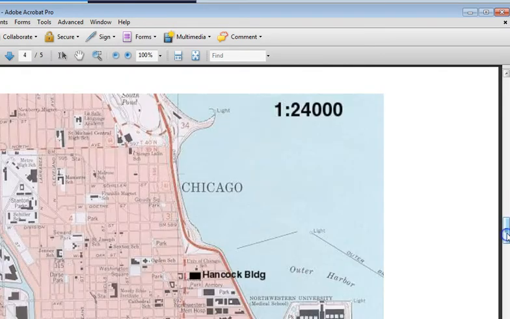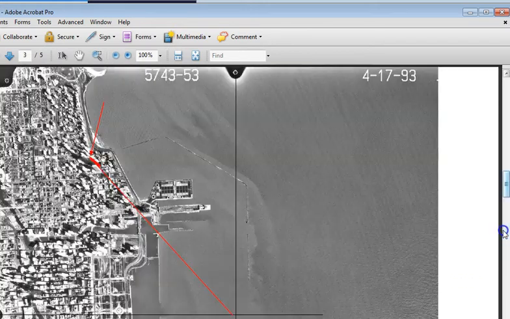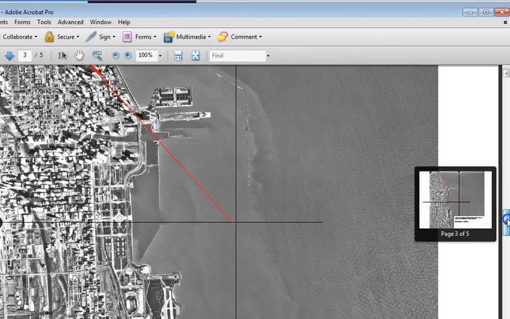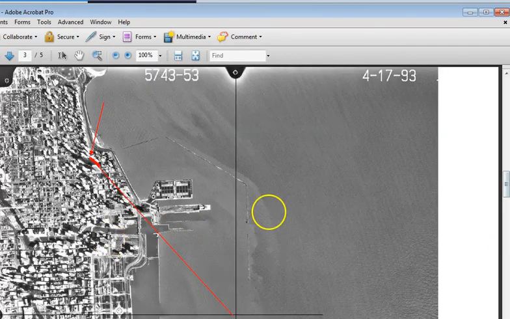Then, to determine the scale of this air photo, you're going to use the same method you did on the first map, which is to measure something that you can identify very clearly on the topographic map. So this is the map distance. Multiply that by the scale, and then divide that by whatever that similar feature distance is on that map.